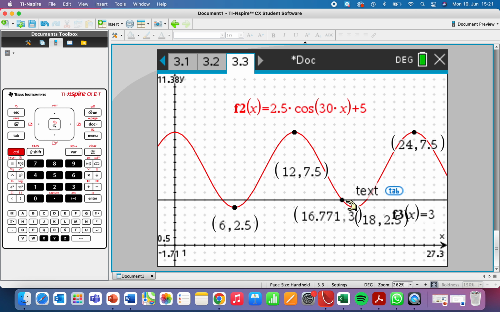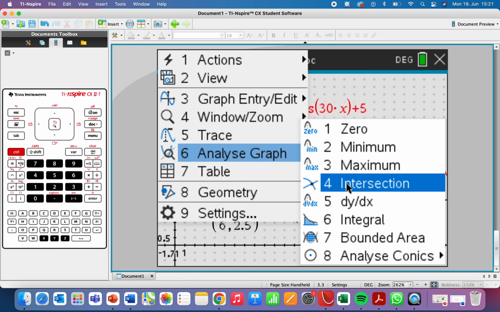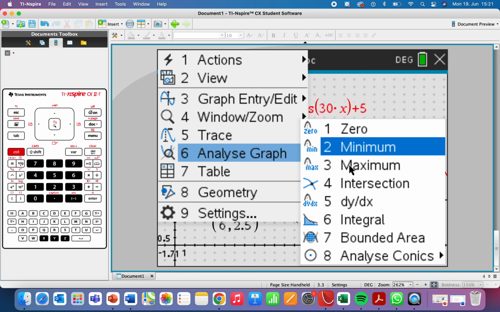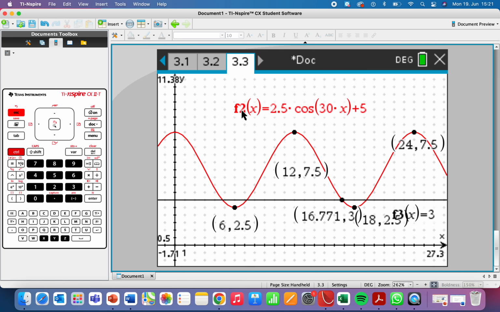All right, so a number of things. Make sure the calculator's in degrees here. You need to change the scale so you can see what's going on. We did menu, analyze the graph, and from here we did intersection for that last question, and we looked at the maximum and minimum.